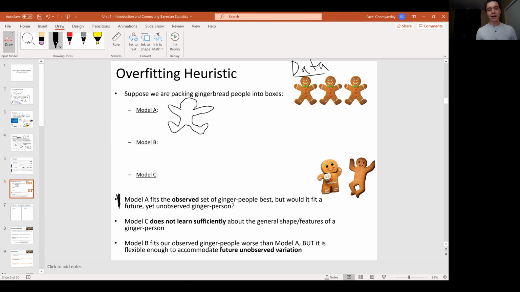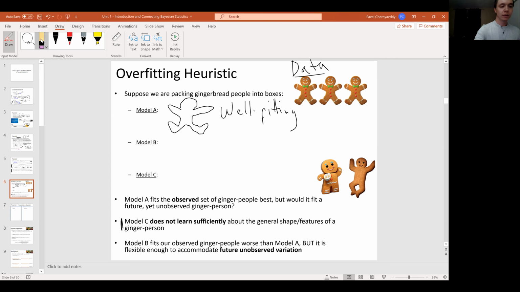There we are. That's a great fitting model. That's well fitting. Yeah, that model right there fits the data really well. Okay. Well, suppose we came up with another model, model C, a model that doesn't fit our observed data very well.